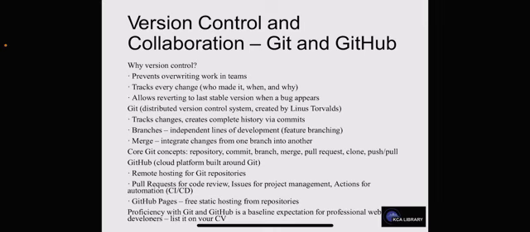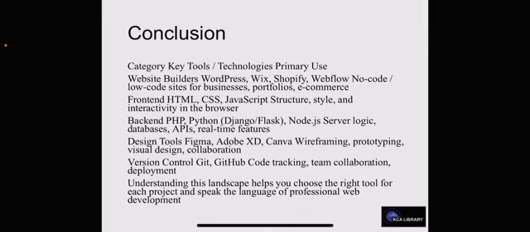Proficiency with Git and GitHub is a baseline expectation for professional web developers, and it is expected to be listed on your CV. Now in conclusion, we have looked at the categories of key tools and technologies that are primarily used. We also looked at website builders, where we have WordPress, Shopify, Webflow, no code or low code sites for businesses, portfolios, and e-commerce.